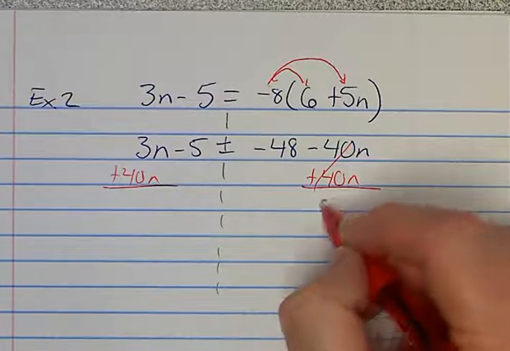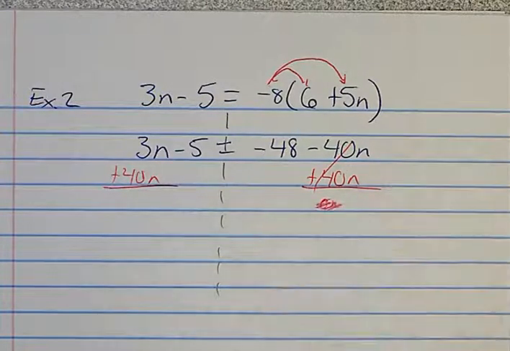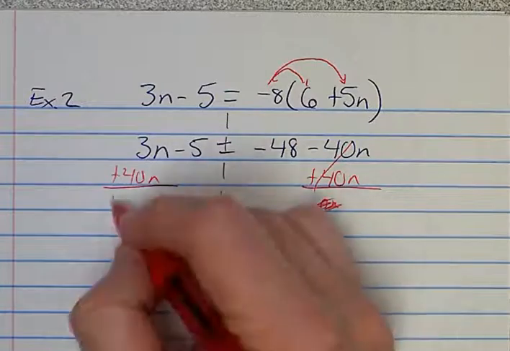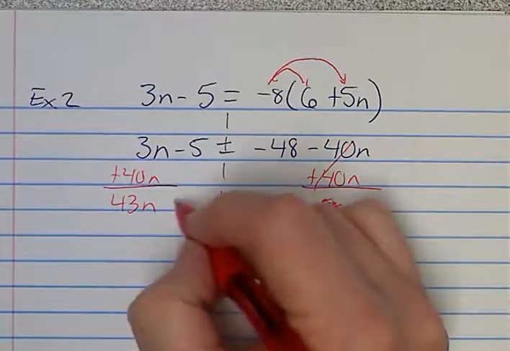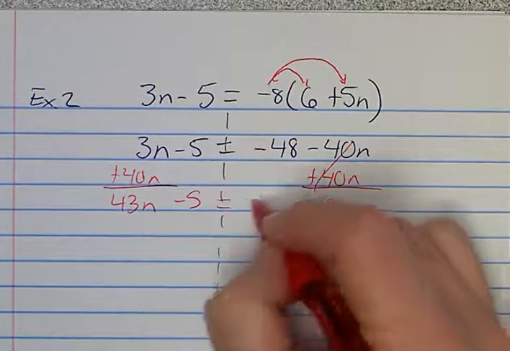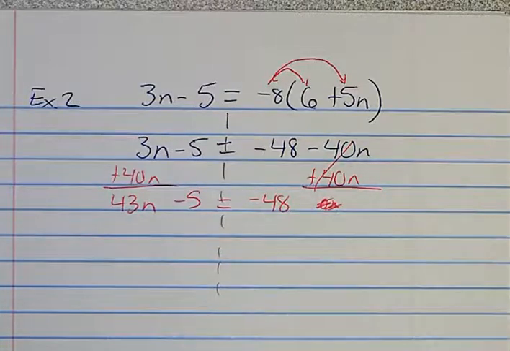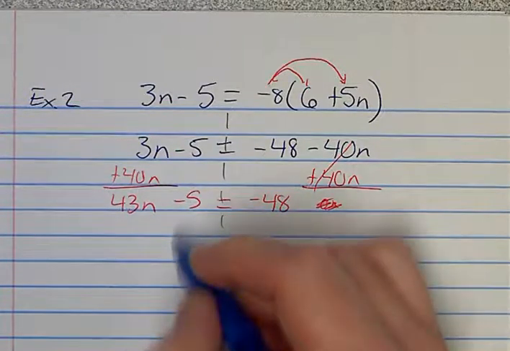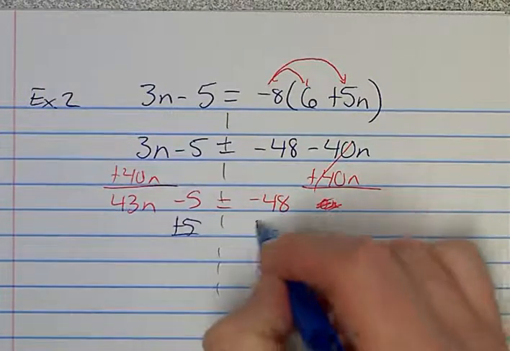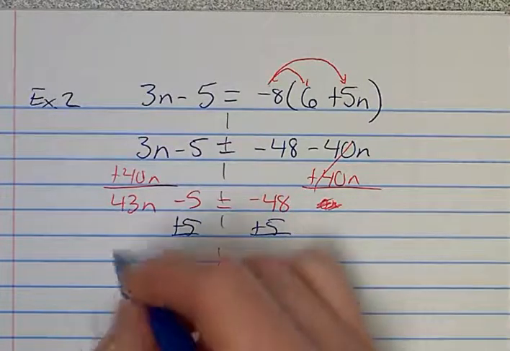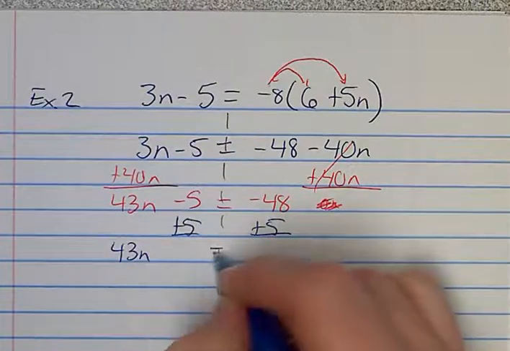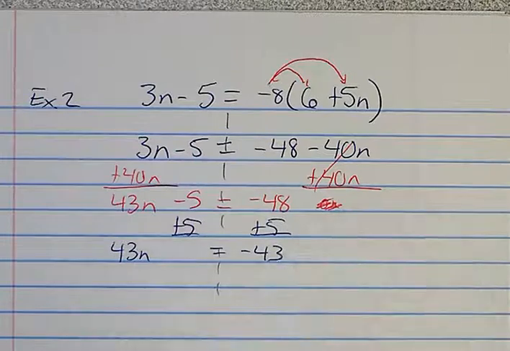Okay, so this one, you get 0n, which is just 0, so it's gone. 3 plus 40 makes that one 43n, minus 5 equals negative 48. And then from there, only two things to do. We've got to get rid of this negative 5, so we'll go plus 5. So now you've got 43n equals negative 43.